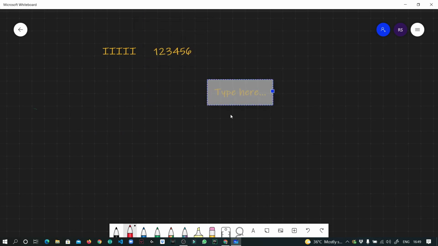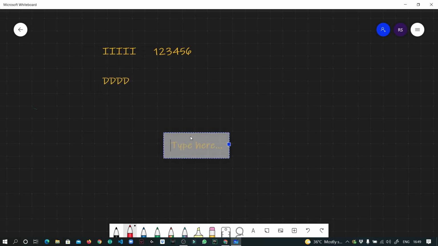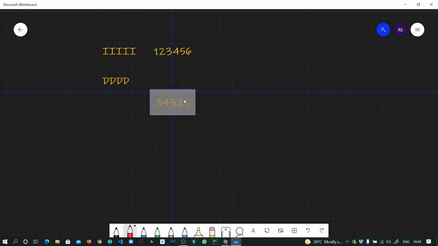Now in case I have all D's, say four D's, the answer will be something like 5 4 3 2 1, because the next value should be lesser than the previous one. So what we have observed is, if our sequence is in increasing order, I have to start from the smallest number, and if it is in decreasing order, I have to start from the greatest number.